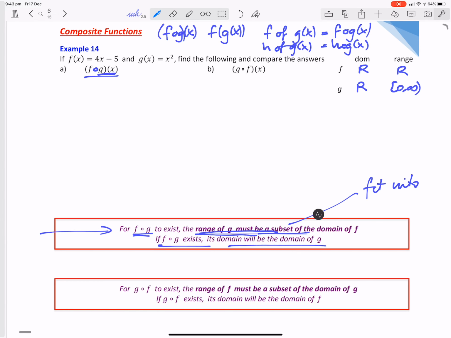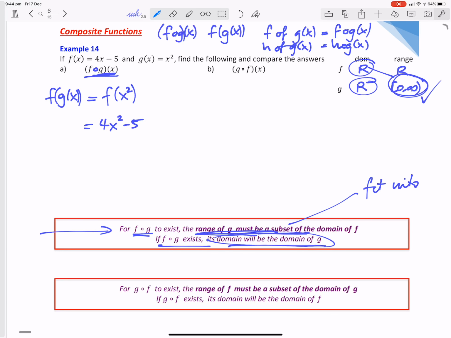The range of g is this. Does 0 to infinity fit into all real numbers? Yes, it definitely does. Everything fits into all real numbers. When we're just in methods, everything will fit into all real numbers. So then we can say f of g of x is f of x squared, which we know is 4x squared minus 5. Now it says if fog exists, its domain will be the domain of g. So our domain is all real numbers.